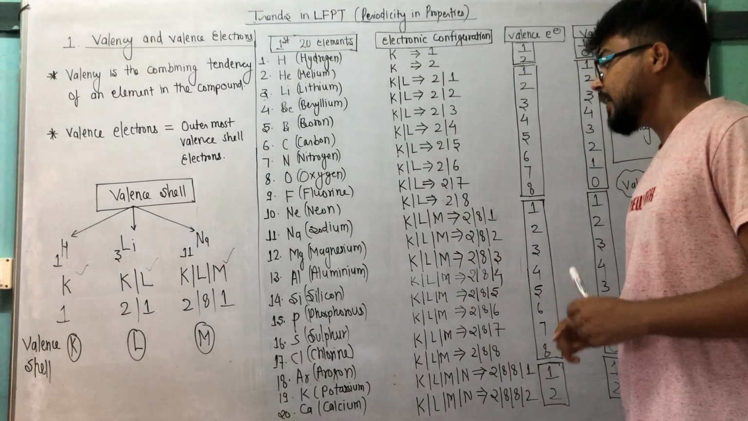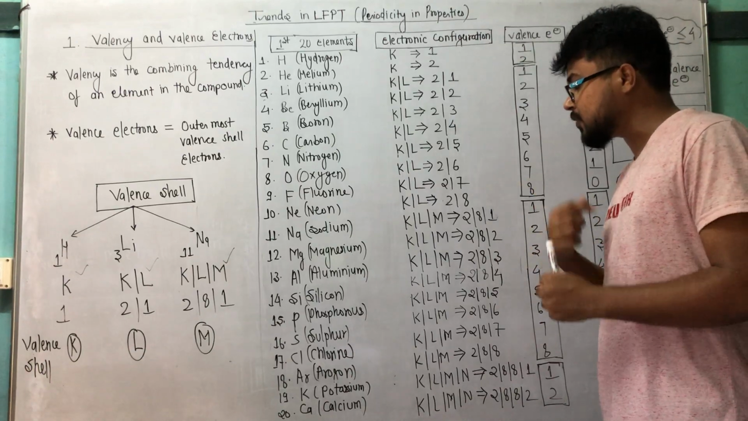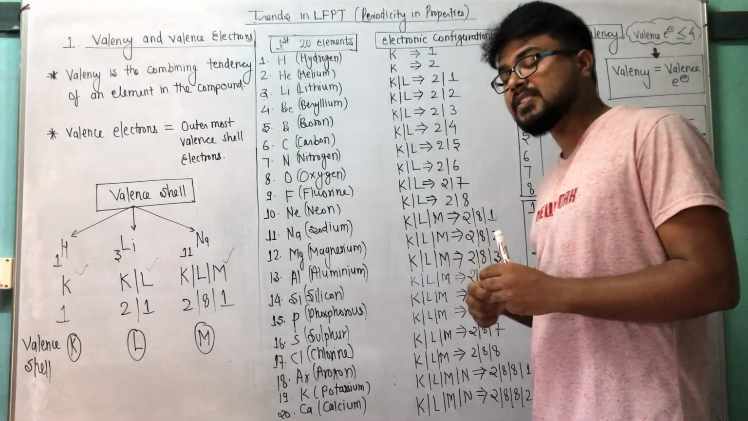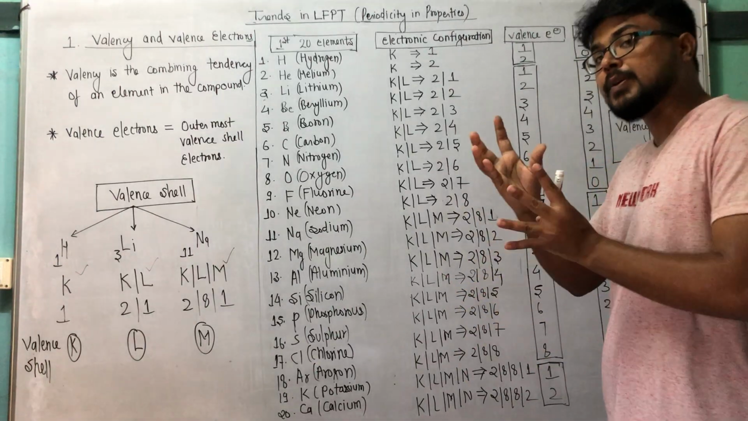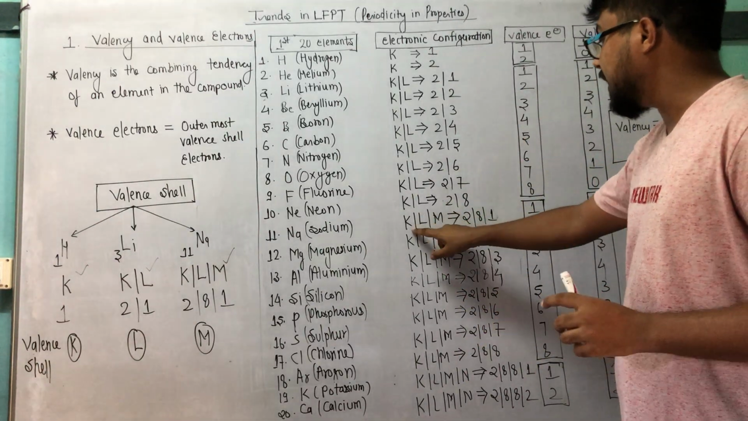Remember students, right? So as we proceed to the element with number 11, where electrons are more than 10, then we will use another shell, that is KLM.